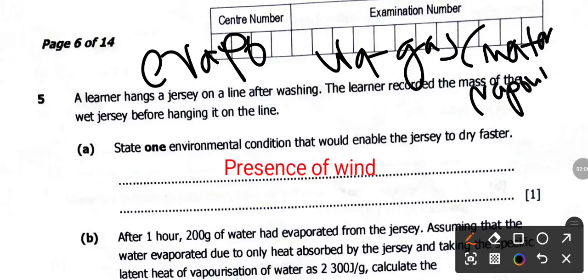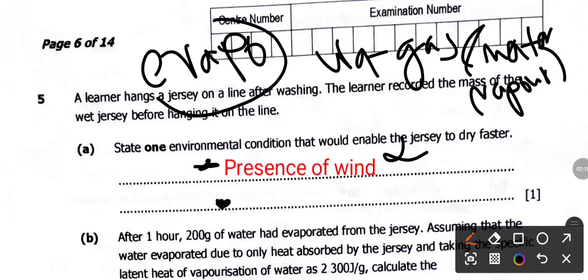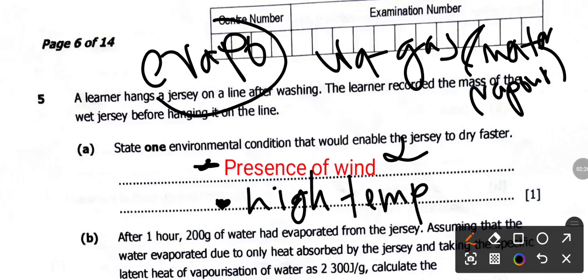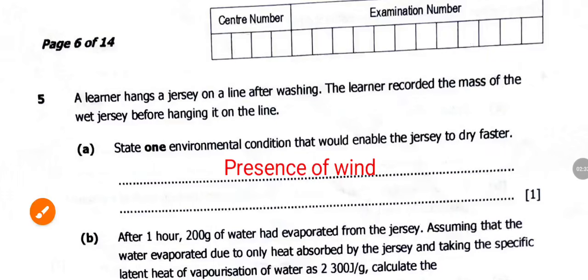Okay, so one environmental factor that increases the rate of evaporation is the presence of wind. And another factor that we can write that increases the rate of evaporation is high temperature. So we can also say here high temperature.